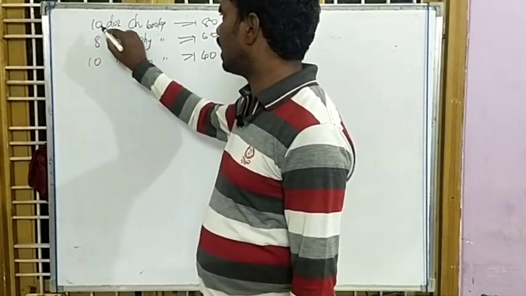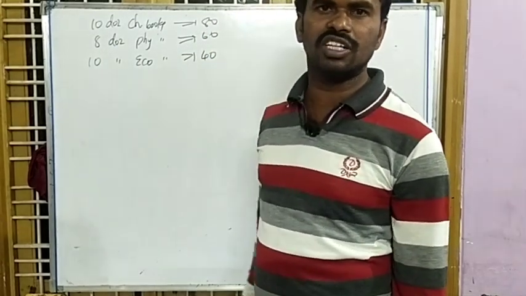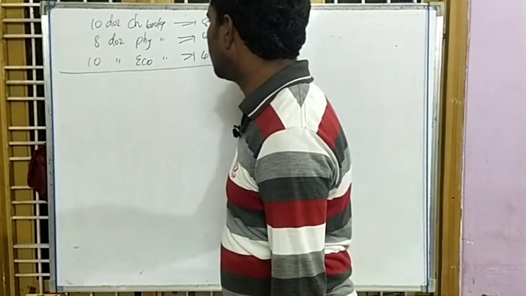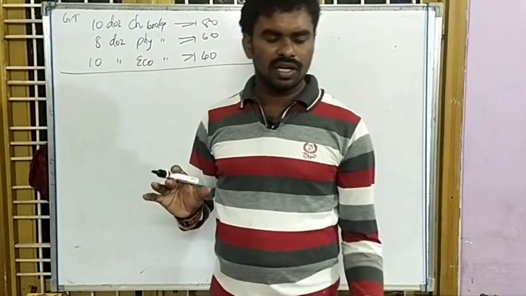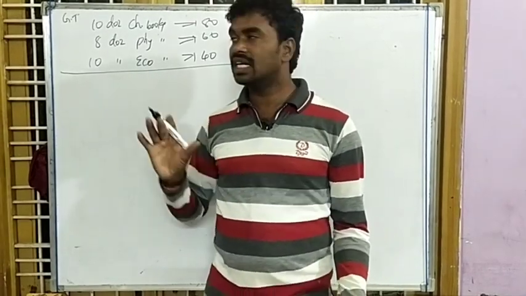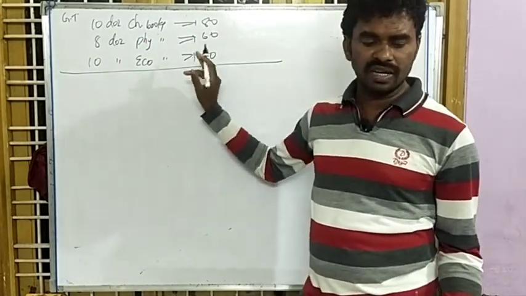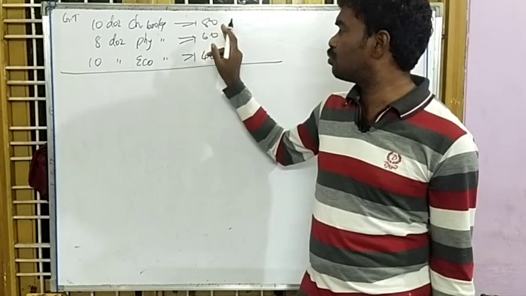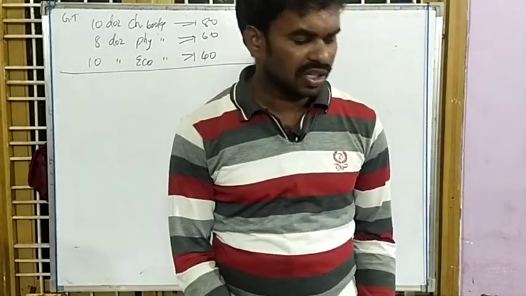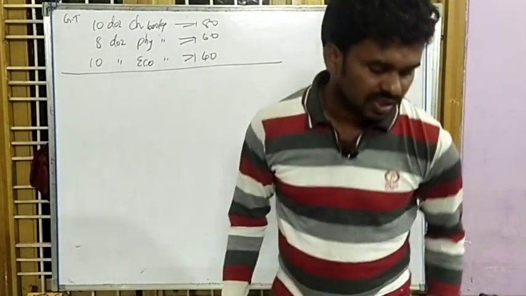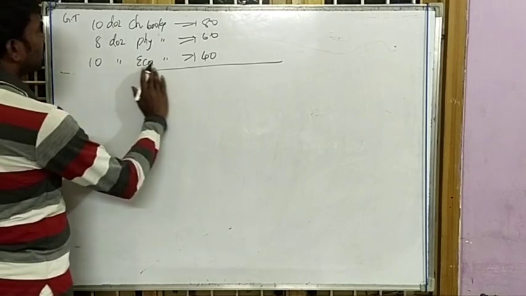Generally, 10 dozen means 120 books, and 120 into 80 gives the sum. In that way we can solve it, but he is asking for matrix algebra. The question is simply the given information I have written. Once again: a certain bookshop has 10 dozen chemistry books, 8 dozen physics books, 10 dozen economics books, and the selling prices of each are rupees 80, 60, 40 respectively. Find the total value of the books in the shop. This is the question, using matrix algebra.